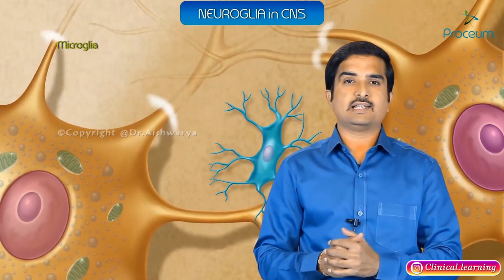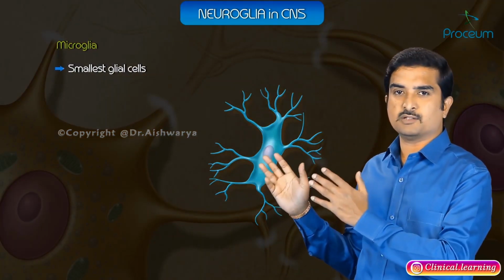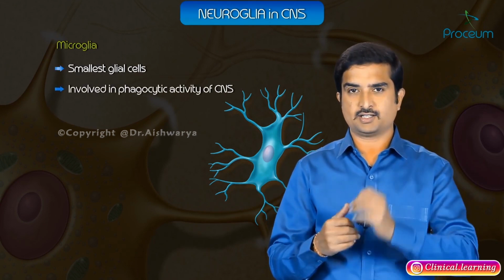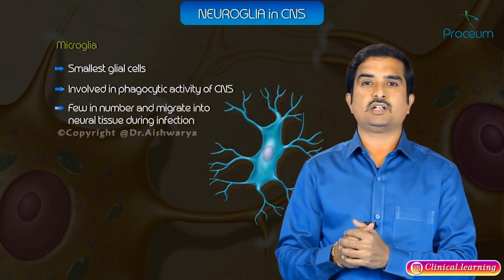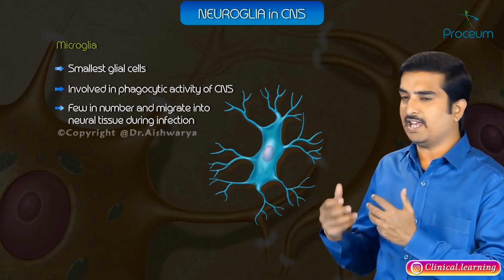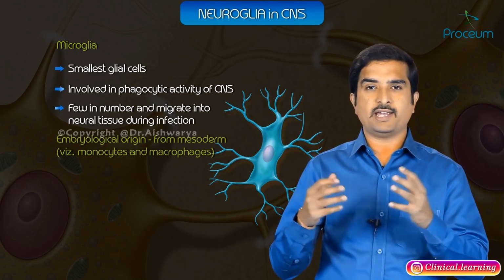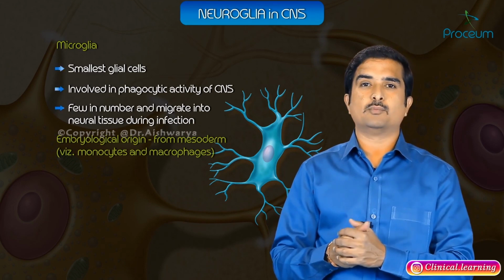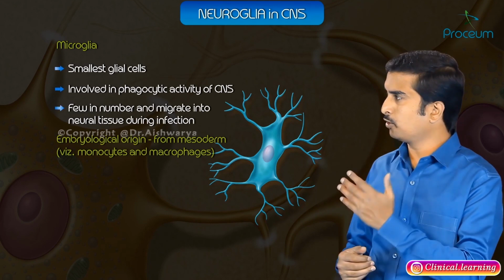And next is microglia. Microglial cells are the smallest of the glial cells. That's the reason the name is micro. And they are involved in the phagocytic activities of the CNS. They are generally few in number and migrate in the neural tissue when there is any ongoing infection or inflammatory process. Embryologically, the microglia is derived from the mesoderm, similar to the origin of the monocytes and macrophages of the blood, and migrates into the nervous system before birth.